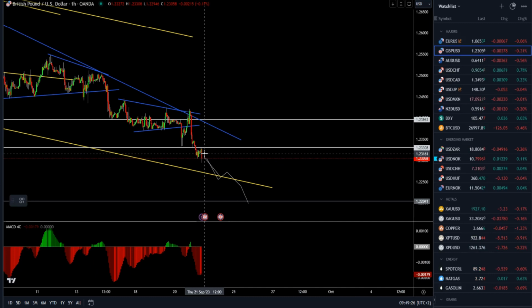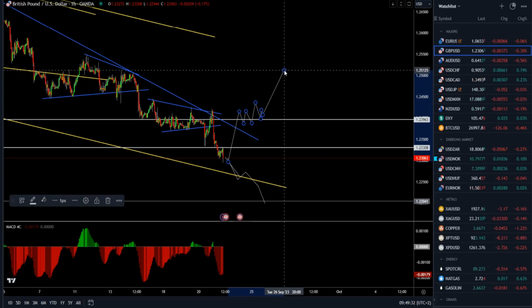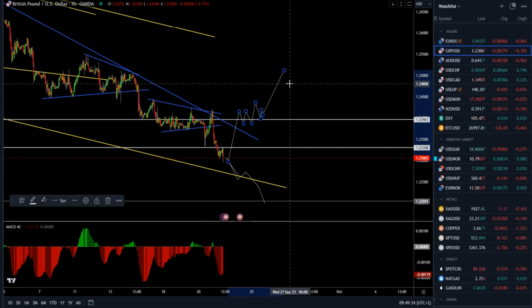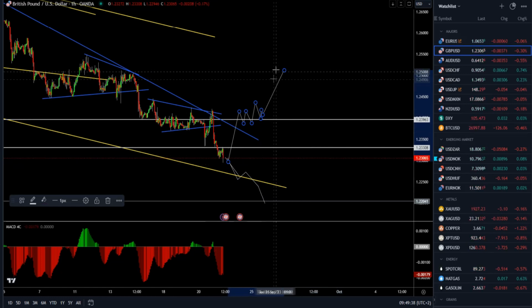An alternative scenario is really if market can go aggressively push through and then hold above this area for further upside movement. So that's just the alternative scenario for the upside. So still the primary scenario is to the downside.